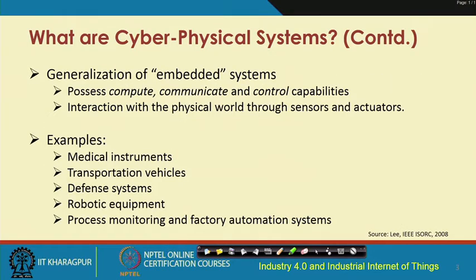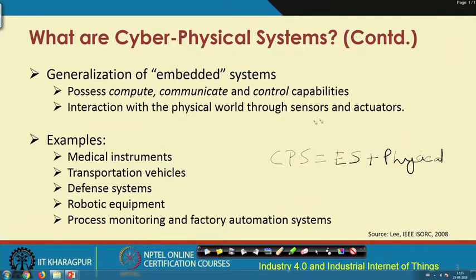Now, the question is what is a cyber-physical system, but before that we need to really understand what an embedded system is. Cyber-physical systems are embedded systems. You can think of a cyber-physical system conceptually as an embedded system plus the physical system. Together what you get is the cyber-physical system.